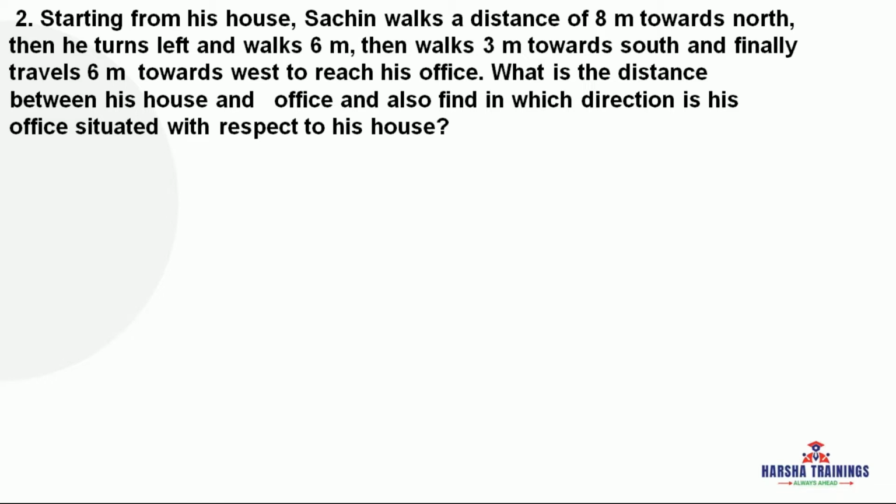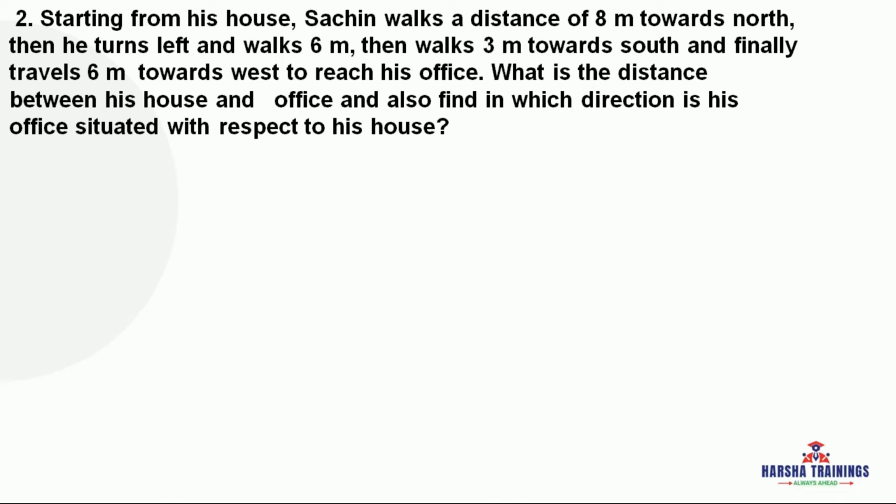Starting from his house, Sachin walks a distance of 8 meters towards north. Then he turns left and walks 6 meters. Then walks 3 meters towards south and finally travels 6 meters towards west to reach his office. So what is the distance between his house and office, and also find in which direction is his office situated with respect to his house.